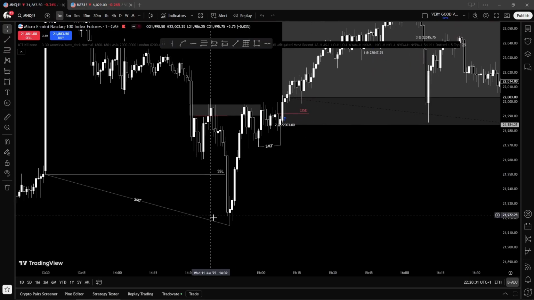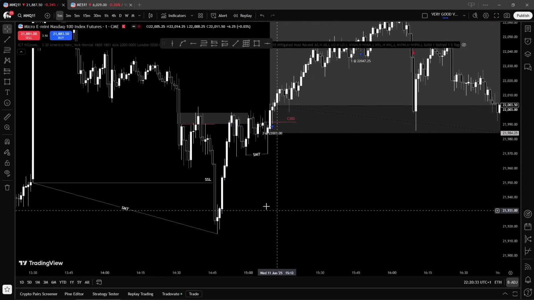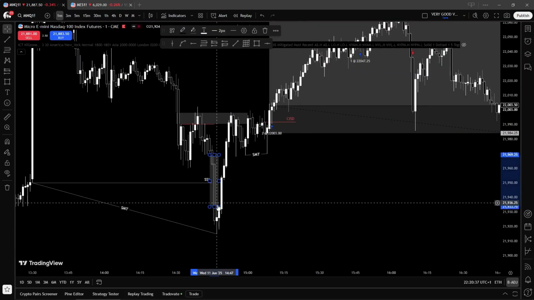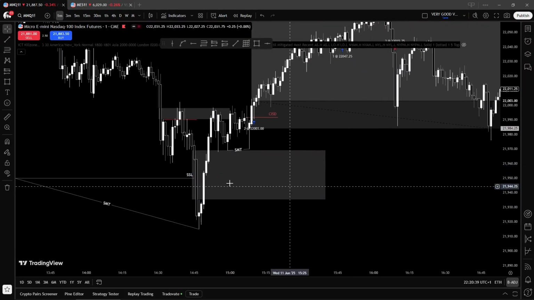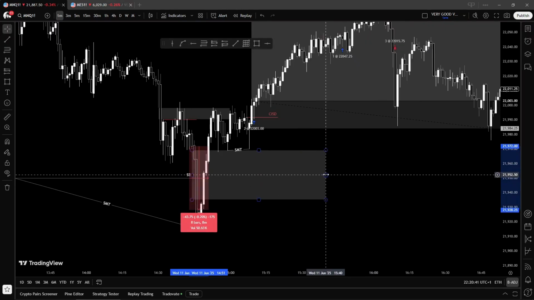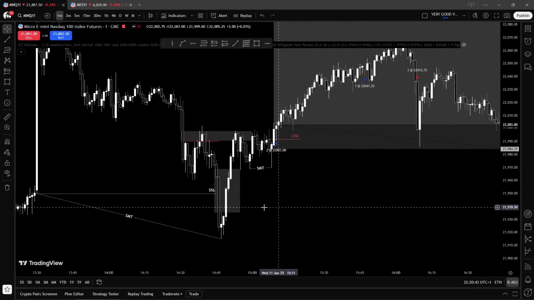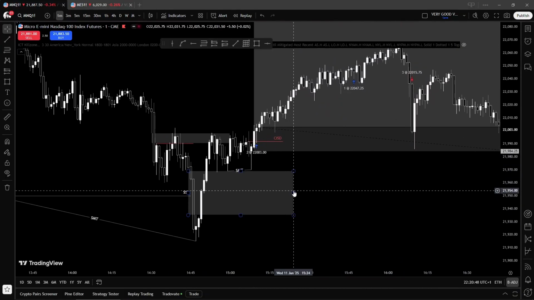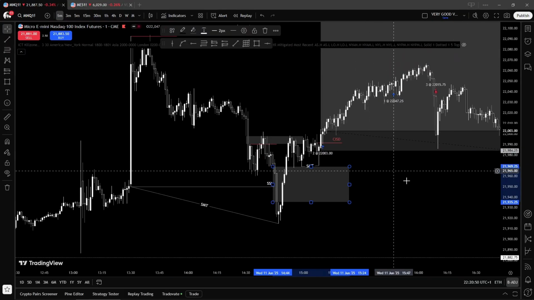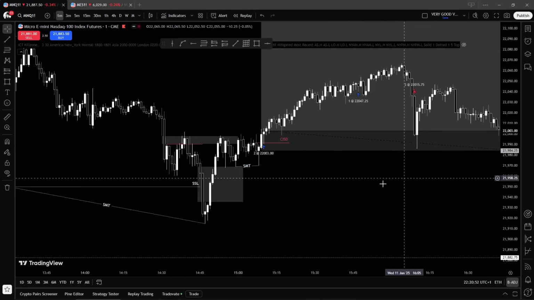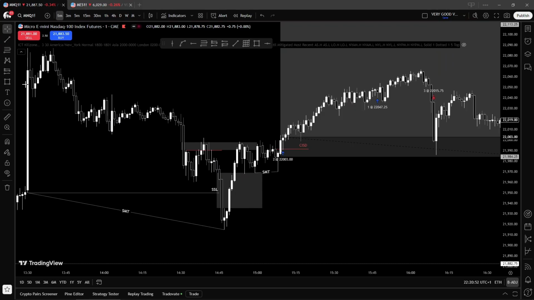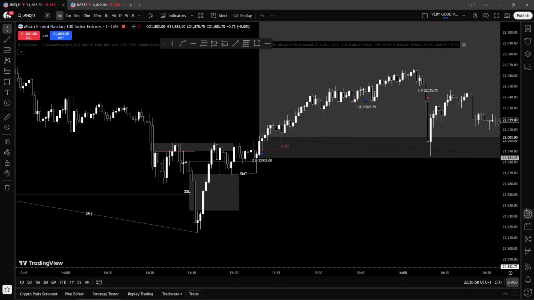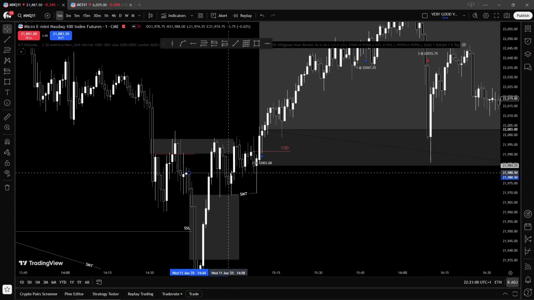Then we had this instant displacement back up, and along with that move up, we also inversed these two bearish fair value gaps. So looking at price action, I was thinking price was turning bullish now. After this change in the state of delivery right here, I was ready to look for longs.